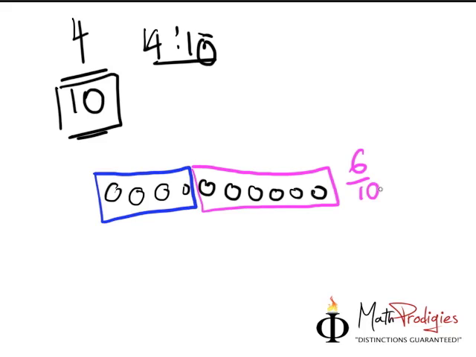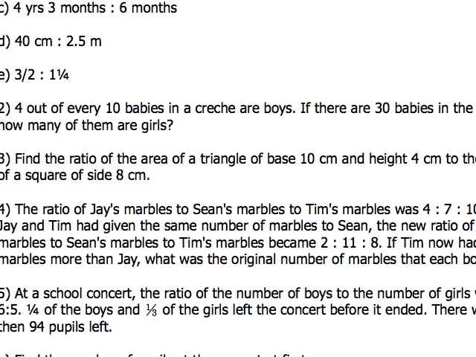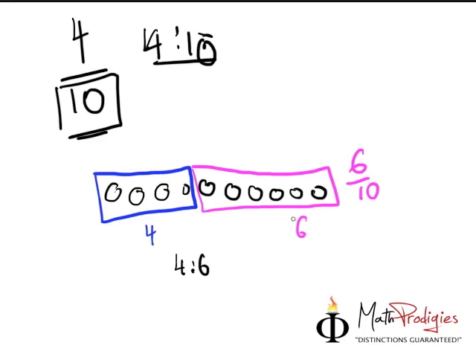So what is the ratio of boys to girls? Listen up. Boys there are 4 and girls there are 6. So the ratio of boys to girls is 4 is to 6. The question is asking, if there are 30 babies in the creche, how many of them are girls? Every 10 there are 6.